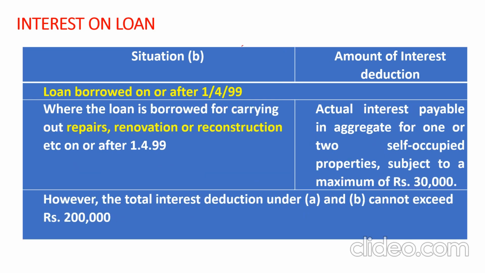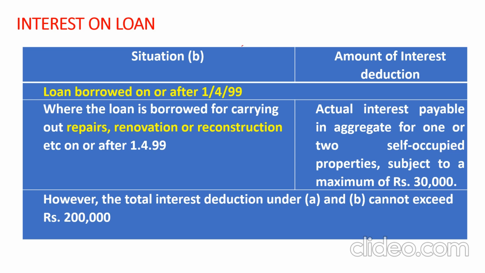If the loan is borrowed on or after 1/4/1999 for carrying out repairs, renovation or reconstruction of the property, the actual interest payable in aggregate for one or two self-occupied properties is subject to a maximum of rupees 30,000. So 30,000 becomes your maximum amount which is deductible.